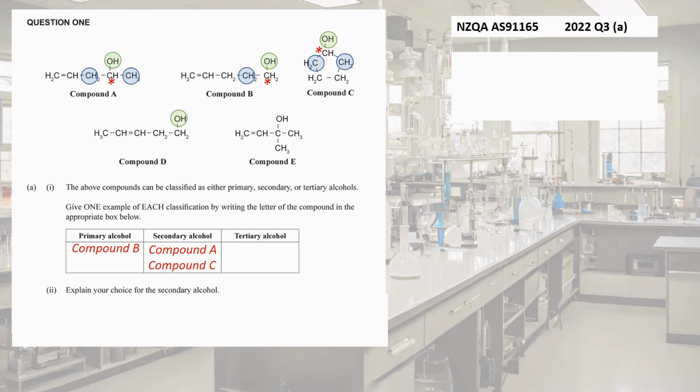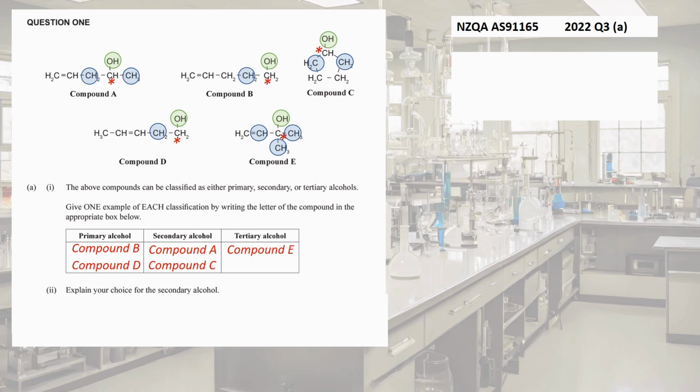Compound D, functional group, carbon that is joined to the functional group is only bonded to 1 other carbon, so it is primary. Last one, here we've got a carbon attached to the functional group in the middle, and it's joined to 1, 2, 3, so it's a tertiary alcohol.